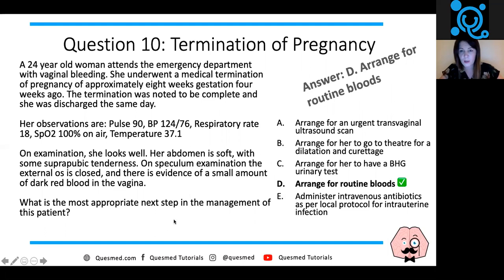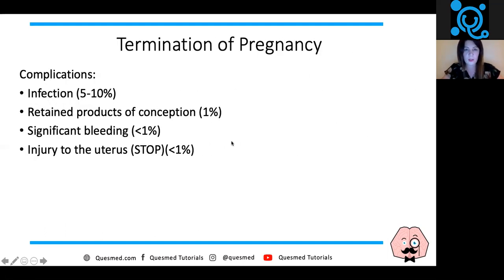And someone's asking about complications for termination. Let me just whiz back to that one. So here we go, termination of pregnancy complications. The most common ones are infection and retained products. Significant bleeding and injury to the uterus, you don't normally see those. And if a woman is having significant bleeding, it's normally because she's got an infection.